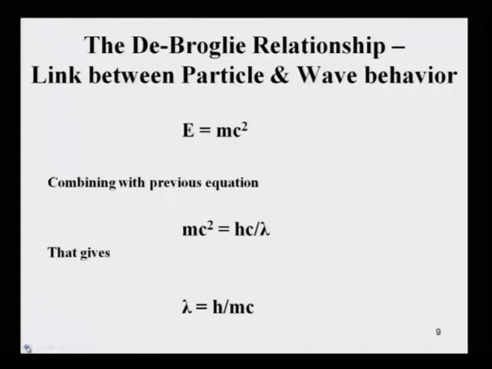The De-Broglie relation with E is equal to mc square is also very well known. Combining the previous equation, that is E is equal to mc square, that will be equal to hc by lambda, or that gives that lambda is equal to h by mc. So, these are different types of energy, mass, wavelength, velocity of light and Planck's constant, and how they are connected to each other. This gives De-Broglie's relationship, gives this equation very clearly.